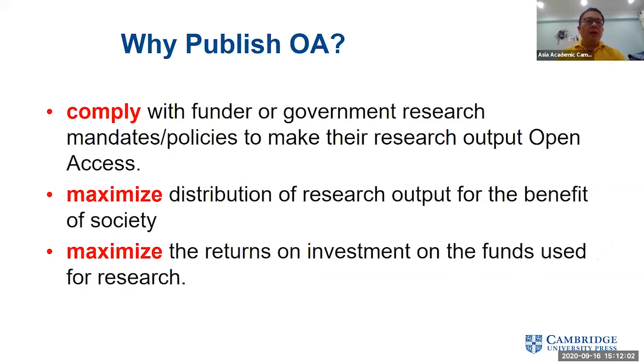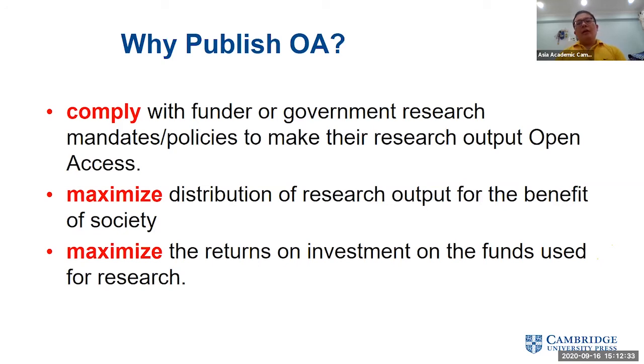So why do we need to publish open access? For most of the authors, they have to comply with the funding mandates. Because they apply for funding for research from the universities, the ministries, or independent organizations. All these institutions will say you have to publish your research open access. So they have no choice but to comply with the requirements of their research projects.